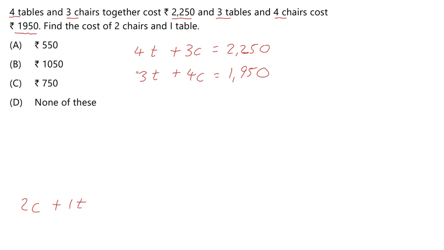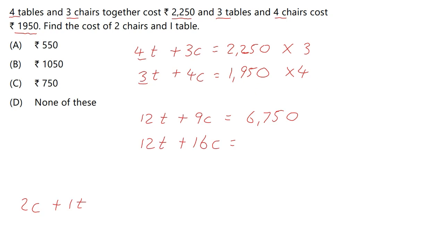Okay, so I notice that I have 3t over here, 4t over here. I need to make them the same number. So what I'm going to do is multiply this entire equation by 3 and this entire equation by 4. What I'm going to end up with is 12t plus 9c is equal to 6,750. Please use a calculator. You're allowed a calculator. 4 into 3 is 12t. 4 into 4 is 16c is equal to 1950 into 4.